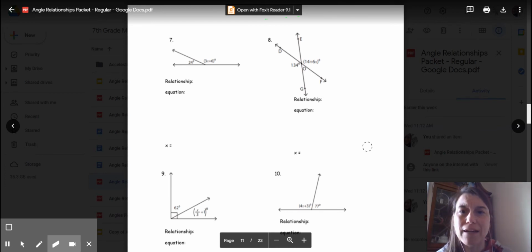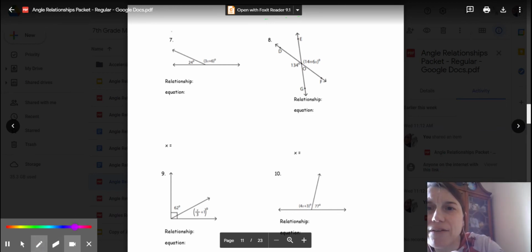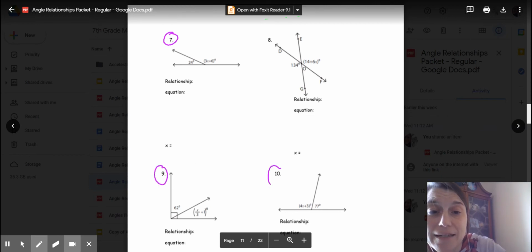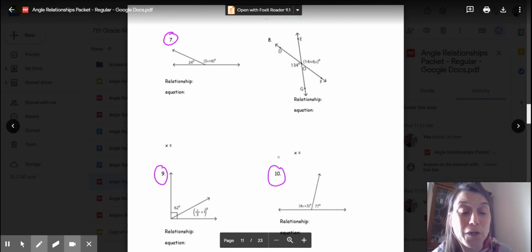If you look at examples like 7, 9, and 10, these are examples where you're going to be adding the angles together and they're going to equal something. And you're going to have to simplify first. So in 7, 9, and 10, it's like the example that we just did together, where you have to simplify and then solve. And I will do number 9 then, before we go.